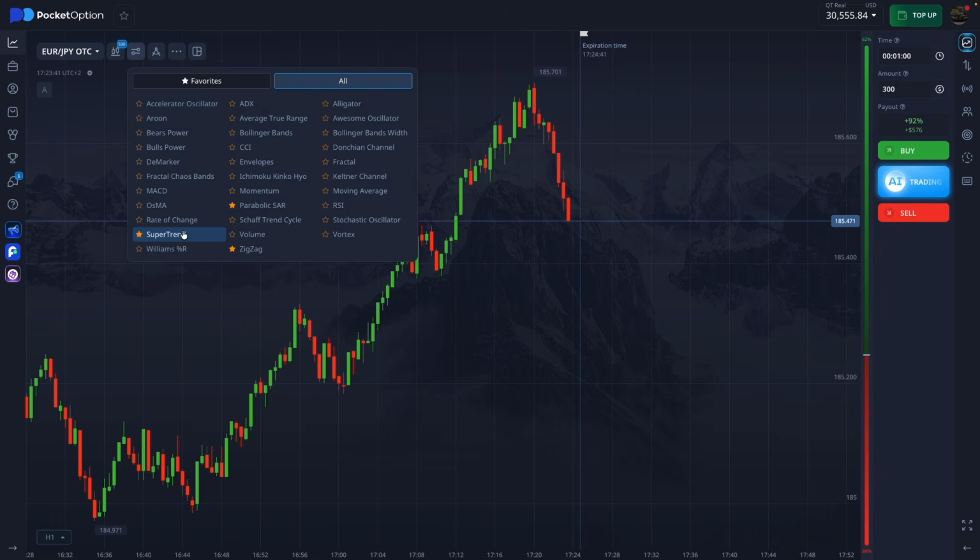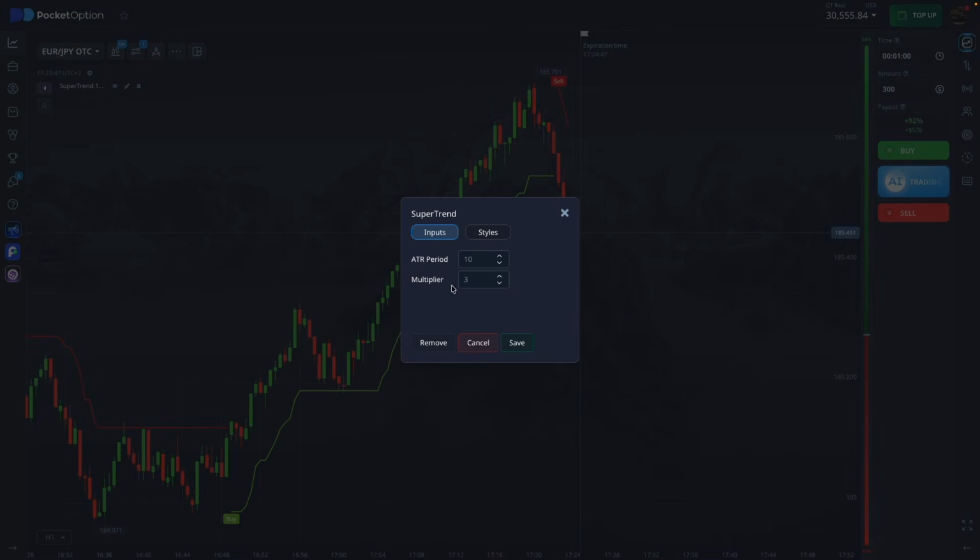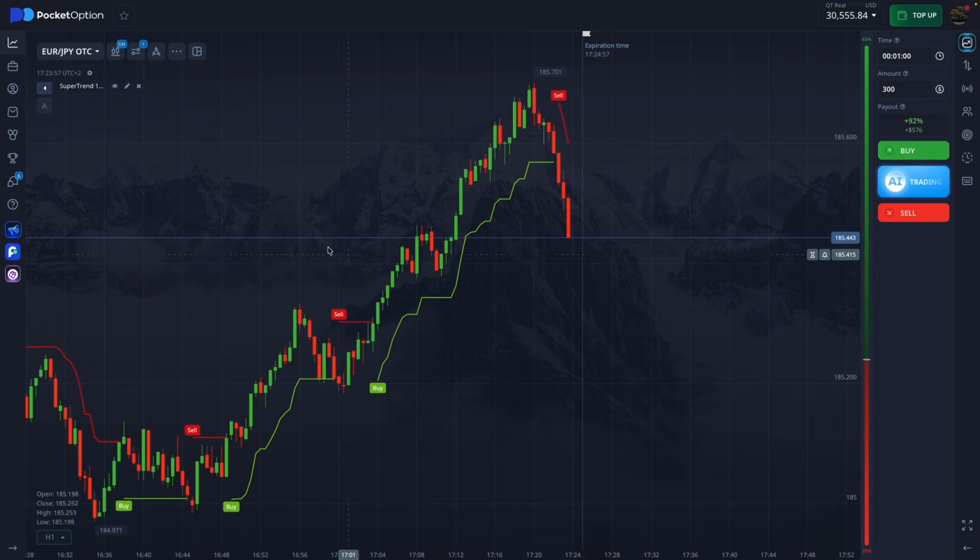The first indicator I'm going to use today is called Super Trend. I add it to the chart, then I go into the settings, and here I increase the period to 12. And in the second field, I enter the value 2.5. I don't change anything in the style, I leave the default settings, and then I press the Save button.